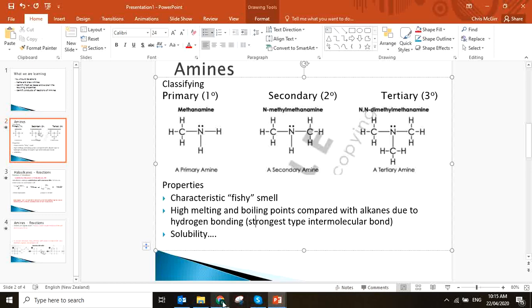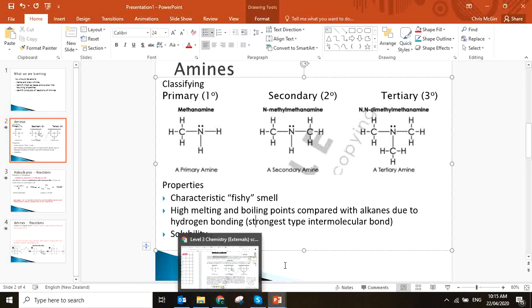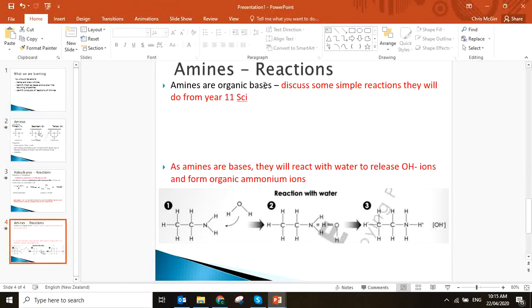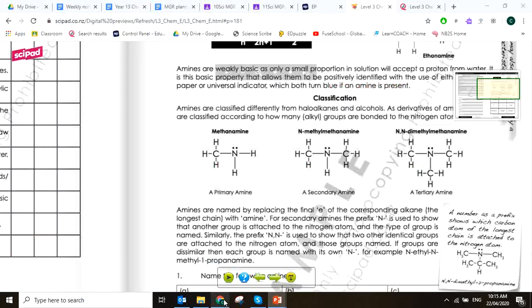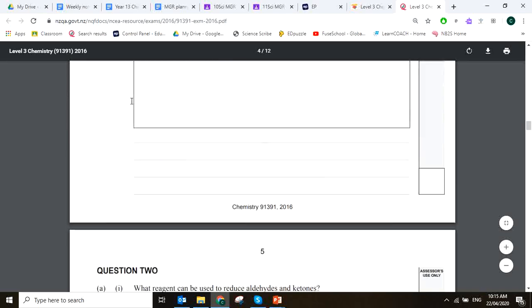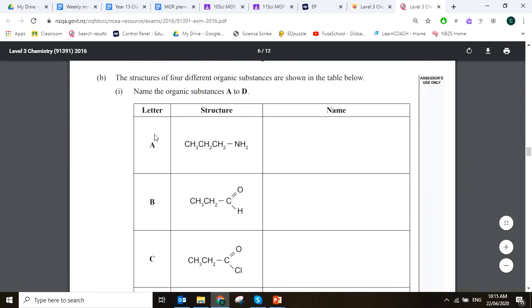Okay, what I want us to do is quickly look at an exam question just to show you how the properties of amines, particularly around them being bases, comes into play. So let's have a look here. This question is from the 2016 exam. It's question 2, question 2b. You're asked just simply to name structures A to D. That's not what we're going to be focused on.